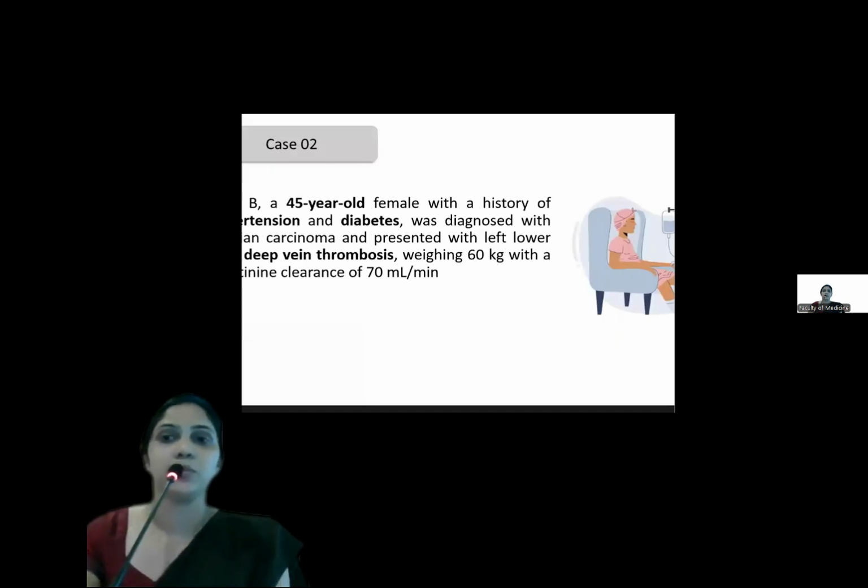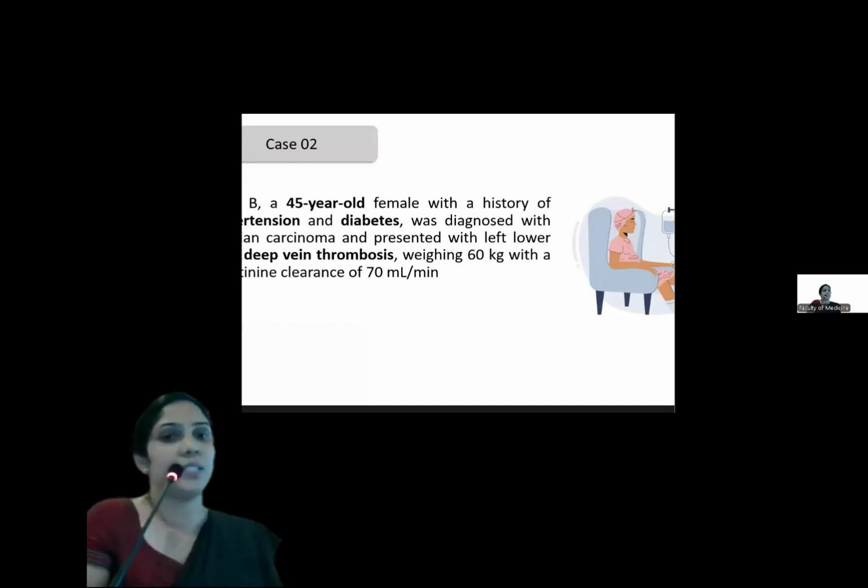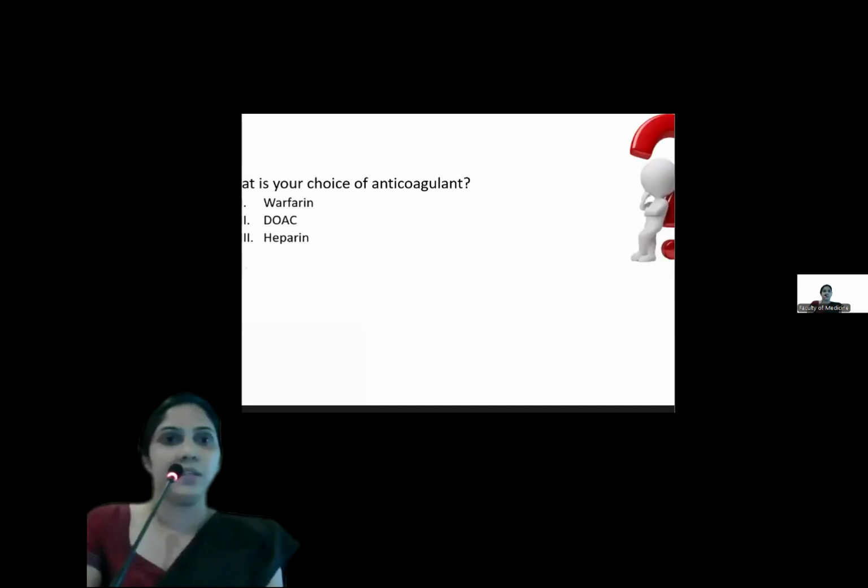Okay, let's move to case 2. Mrs. D, a 44-year-old lady with history of hypertension and diabetes, was diagnosed with ovarian carcinoma, and she presented with left lower limb DVT. Her weight is 60 kilos and creatinine clearance is 70. So what is your choice? Warfarin, DOAC, or heparin? Basically, low molecular weight heparin.